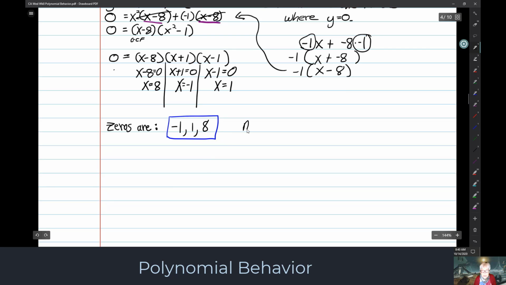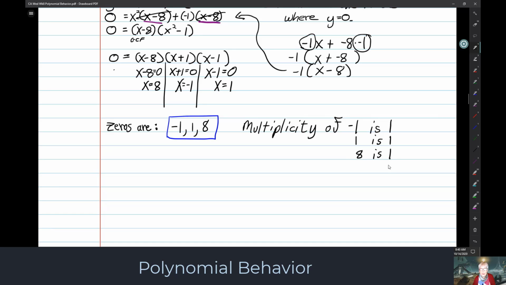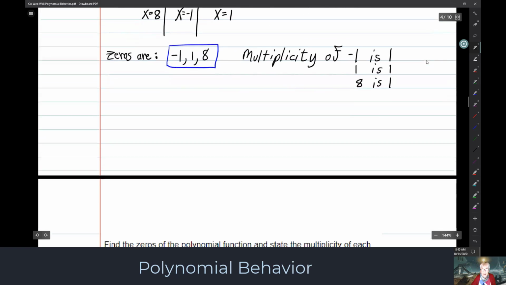So the multiplicity of negative 1 is 1. The multiplicity of 1 is 1. The multiplicity of 8 is 1. Because they each occur one time. Well, do they ever occur more than one time? Yeah.